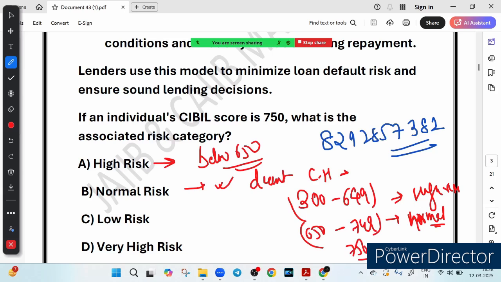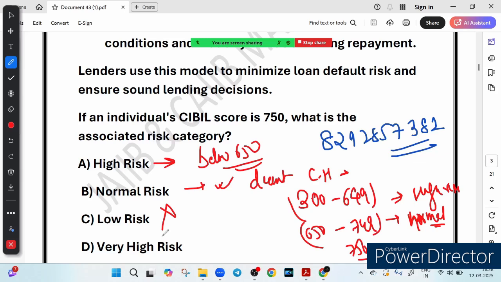So for example, if you have a CIBIL score of 750, it's like being a responsible student who submits homework on time. Your teacher, that is your bank, trusts you more and gives you better opportunity. Option number C is low risk. Yeah, this is wrong, because low risk borrowers typically have a CIBIL score above 800. These people have excellent credit history and get the best loan offer with lower interest rate.